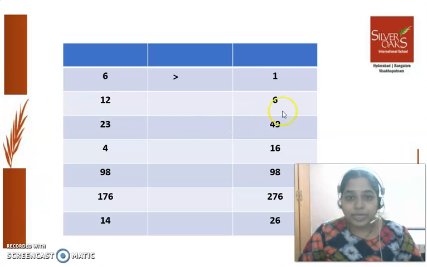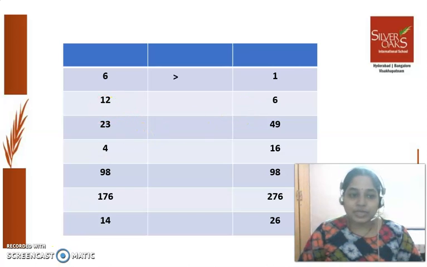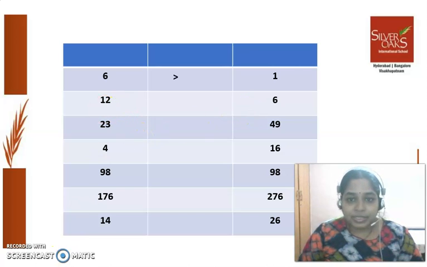Now 12 and 6. Look at the size of 12. There are two digits and here it's one digit. So two digits is always greater than one digit. So 12 is greater than 6. Now 23 and 49. Both the sides it is of same size. Now look at the tens place. Here in tens place it is 2 and here it is 4. 2 tens is always less than 4 tens. So 23 is less than 49.